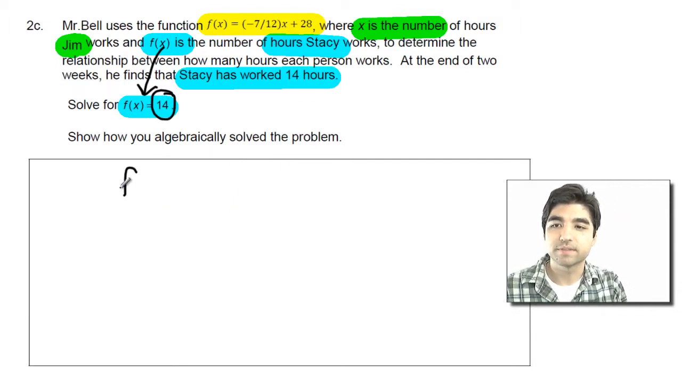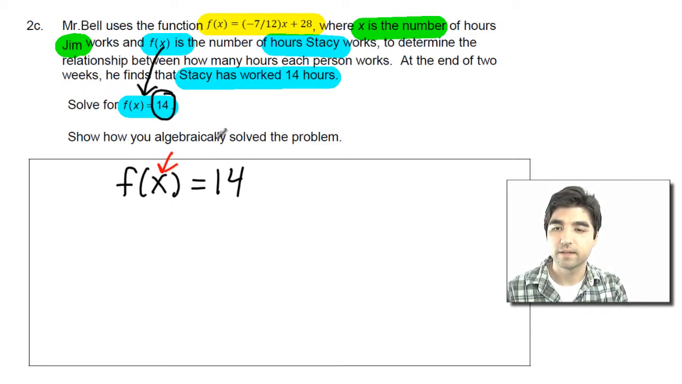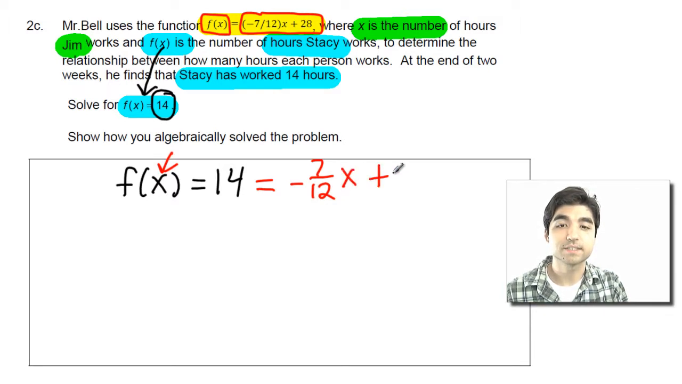And so if we start writing that equation in here, f of x equals 14, but in order to solve this, this time we don't have this x thing here. But we know from up here that f of x also equals this equation here. So we need to set our equation equal to negative 7 over 12 times x plus 28.